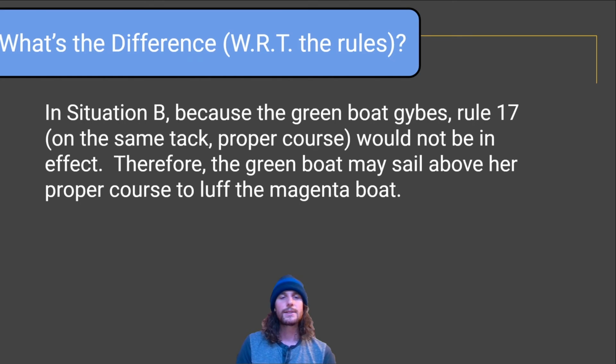Okay, and the answer is that in situation B, because the green boat jibes, Rule 17 on the same tack proper course would not be in effect. That's because as the two boats become overlapped, they're not overlapped on the same tack. So therefore, the green boat may sail above her proper course to luff the magenta boat.